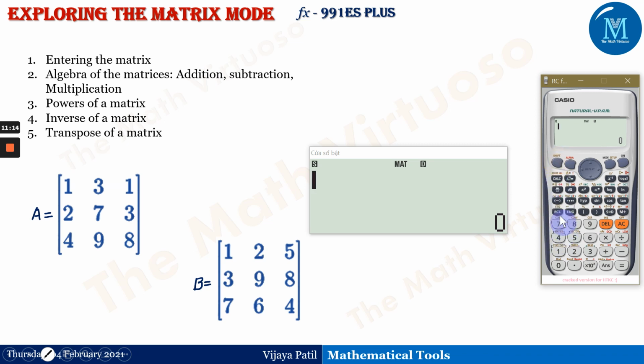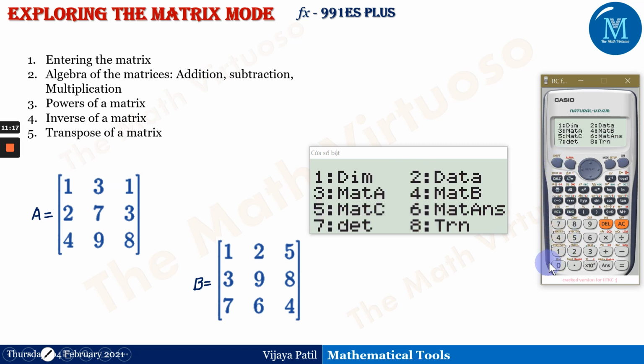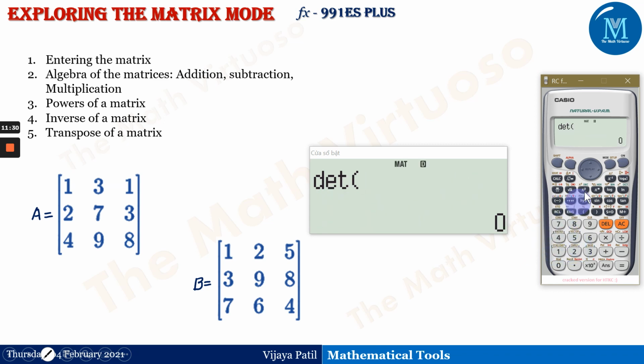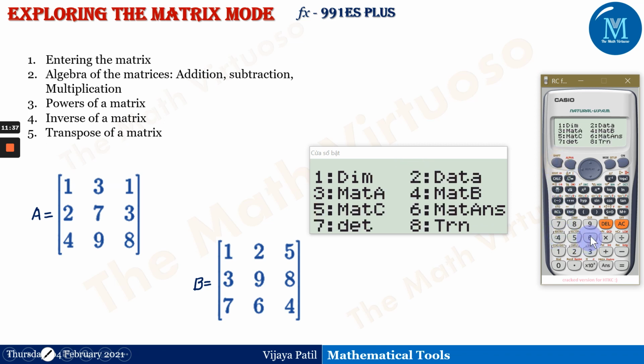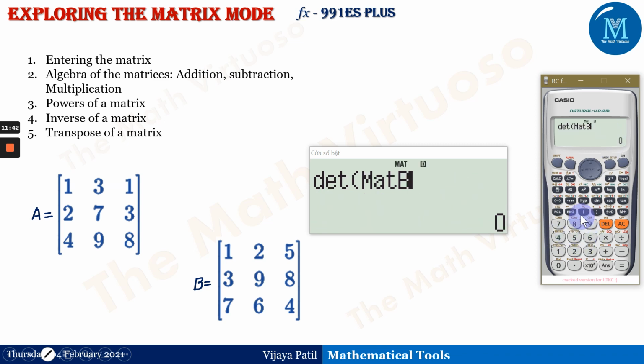Shift 4. Before that, let me find the determinant. The determinant is one of the options. I have not written it here, but we can find it by this. I want option 7, the determinant of which matrix? I need the determinant of mat B, that is 4, round bracket complete, equals. What is the determinant of mat B?